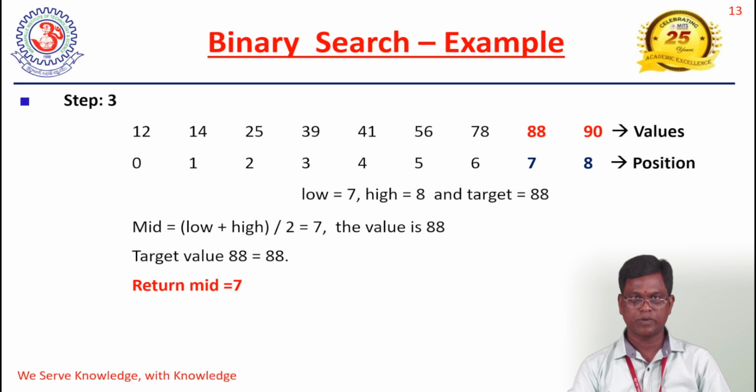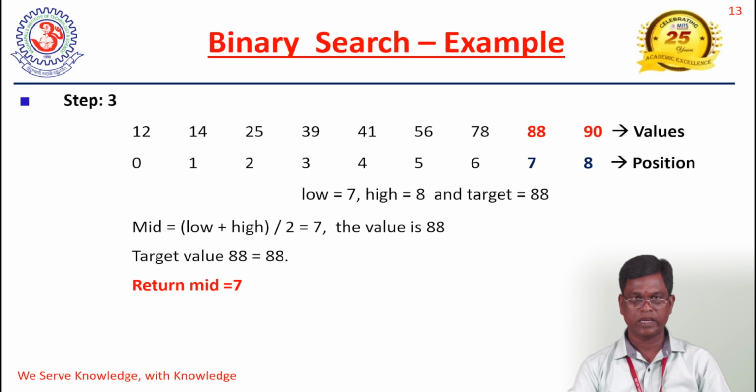Now the search process will come to an end. We are going to search only the values which are available in the 7th and 8th location. Now low is 7, high is 8, and the target element that we want to search is 88. So we are going to calculate the mid pointer here. Now 7 plus 8 divided by 2, rounded to an integer, we will get 7.